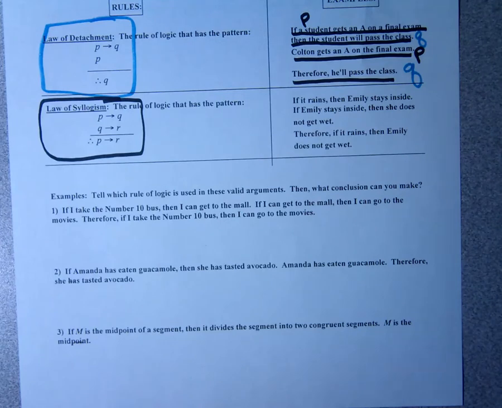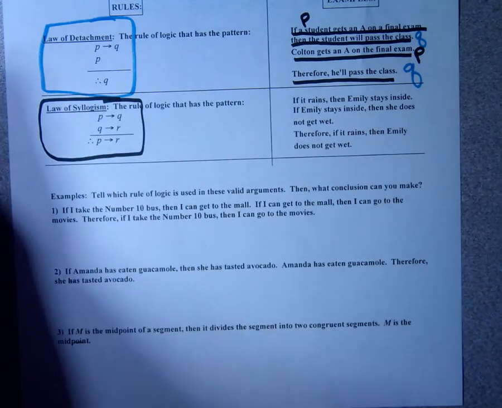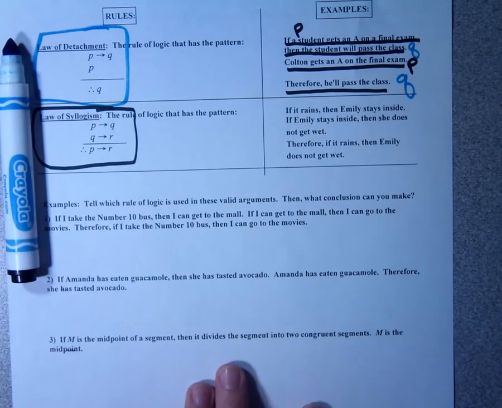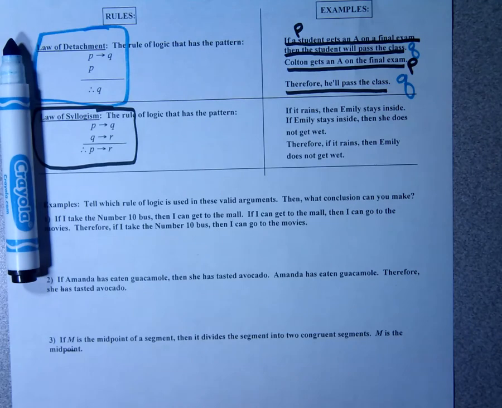Yeah. Okay. So I'm going to read this example, and then I'm going to talk about P's and Q's. So it says, if it rains, Emily stays inside. If Emily stays inside, then she doesn't get wet. Therefore, if it rains, she doesn't get wet. So it says if it rains, she stays inside. And if she stays inside, she doesn't get wet. So that means if the first thing happens, it rains, then the last thing happens, she's not going to get wet. So that makes sense.